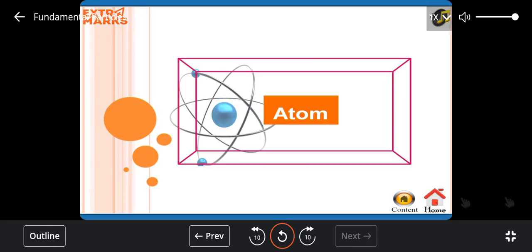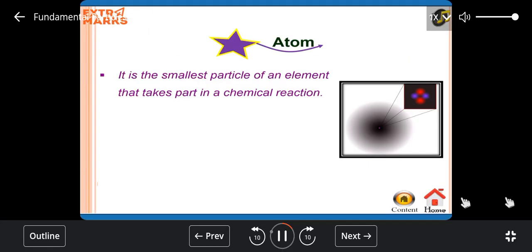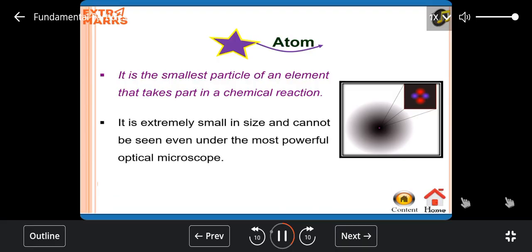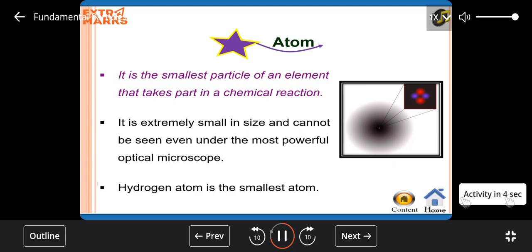Atom. An atom is the smallest particle of an element that takes part in a chemical reaction. It is extremely small in size and cannot be seen even under the most powerful optical microscope. Hydrogen atom is the smallest atom. Let us study more about atom with the help of the following animation.